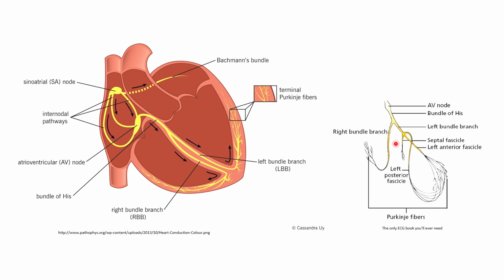But remember something, that when electricity comes from the bundle of His, first it goes to the left bundle, and at first, to be more precise, it goes to the septal fascicle. This is the first fascicle that gets depolarized before the other fascicles. So just keep this in mind. Later we will see why we need this.